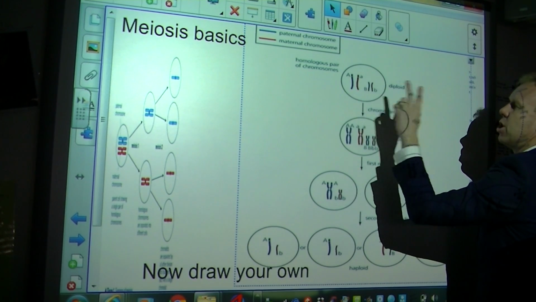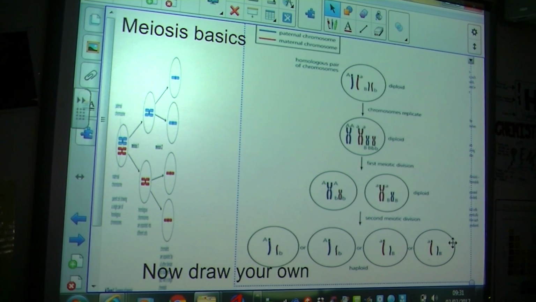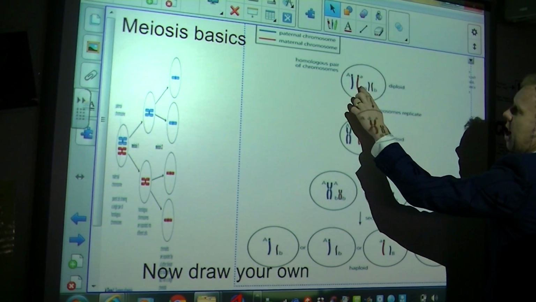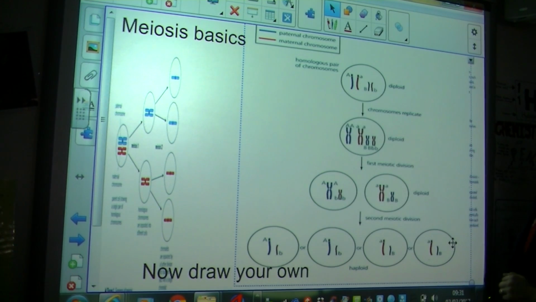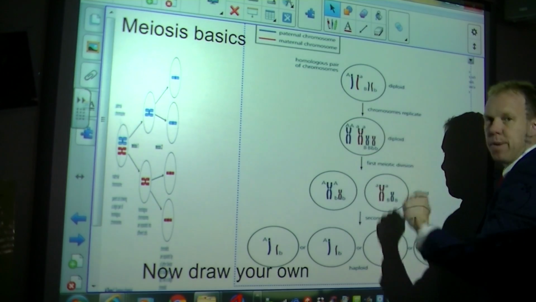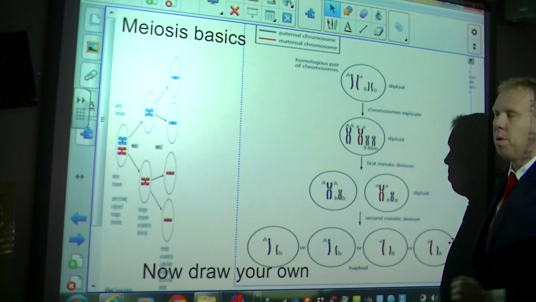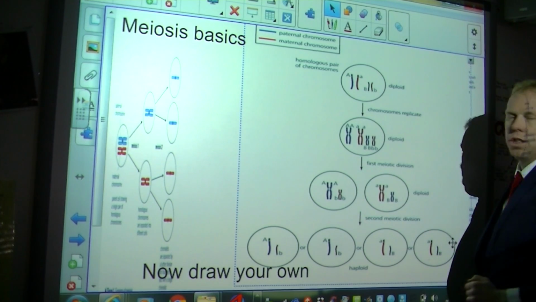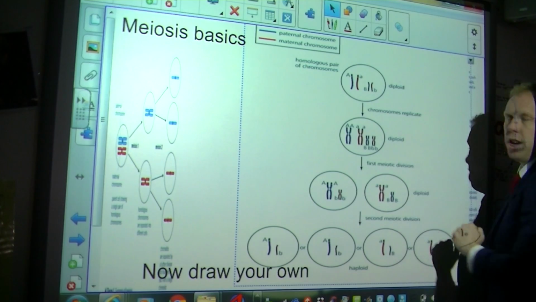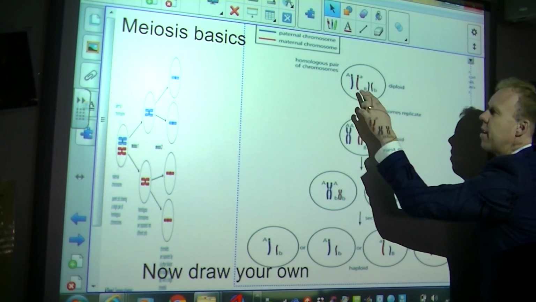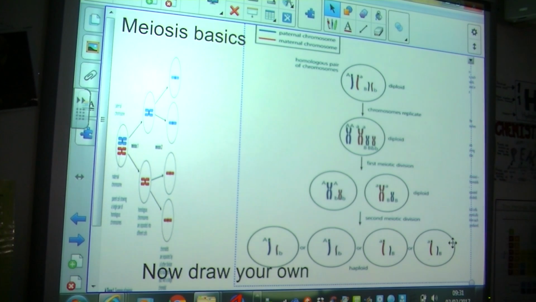This is two pairs of chromosomes. These are homologous chromosomes because they are the same type of chromosome, but one is paternal, shown in blue, and maternal, shown in red. This is a diploid cell because there are both pairs of chromosomes present.